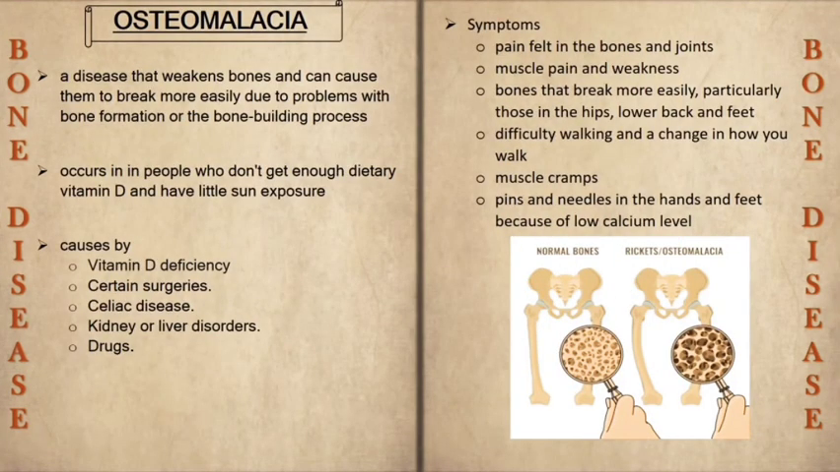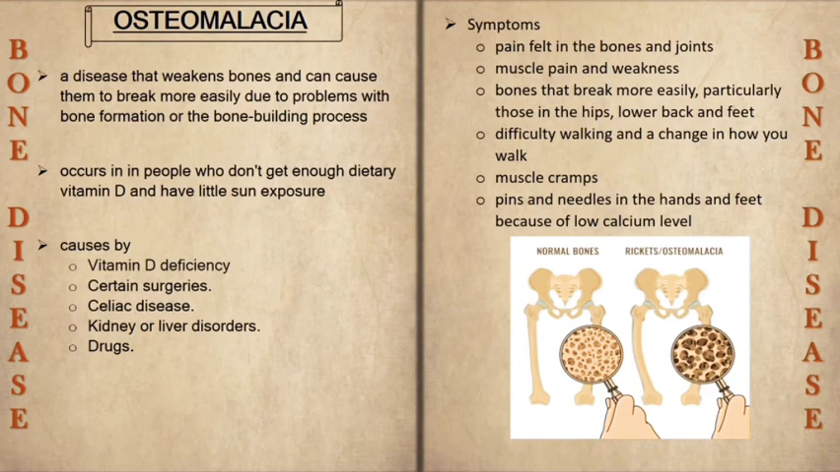Last but not least is osteomalacia. It is a disease that weakens bone and can cause them to break more easily due to problems with bone formation or the bone building process. It usually occurs in people who don't get enough dietary vitamin D and have little sun exposure, such as older adults and those who are housebound or hospitalized. Osteomalacia can be caused by vitamin D deficiency, drugs, certain surgeries, celiac disease, and kidney or liver disorders.